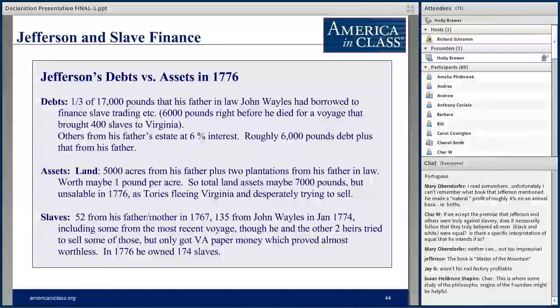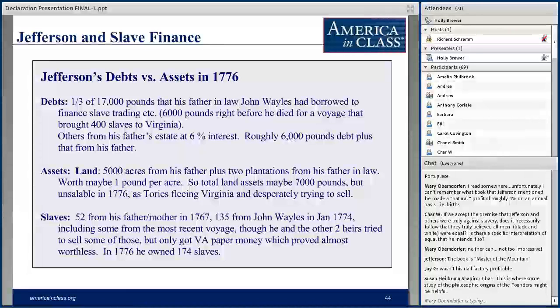So Jefferson inherited from John Wales, and I actually can give a few more details even than are here, sort of 1/3 of a 17,000 pound debt. Including all that debt from that brand new voyage to Africa, and others from his father's estate at 6% interest, although not very much. And so you can say he had roughly 6,000 pounds of debt. His assets were land. He got 5,000 acres about from his father, and the 2 plantations from his father-in-law were worth about... I've been figuring that out even since I wrote this up, and he probably inherited something like 11,000 acres from his father-in-law.